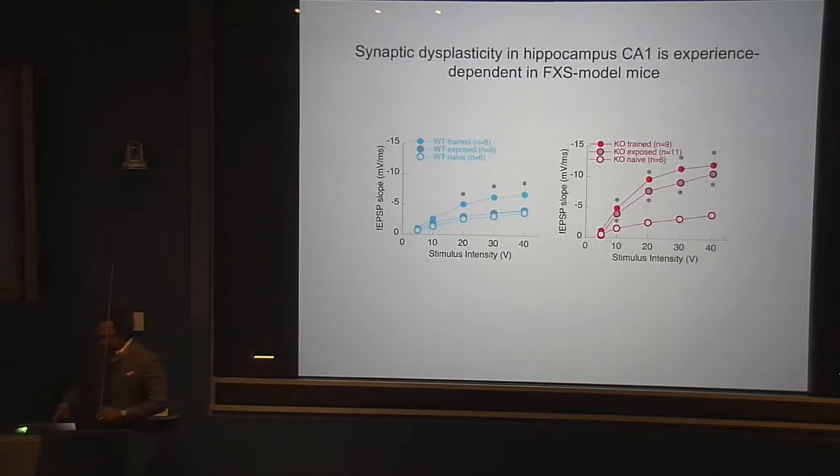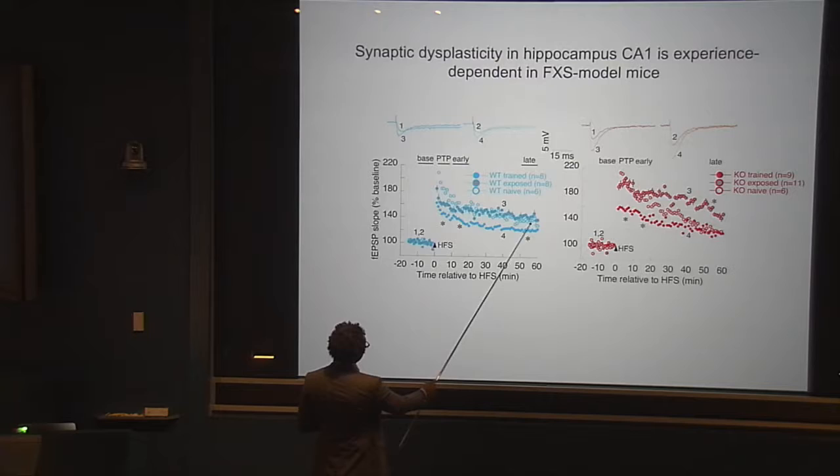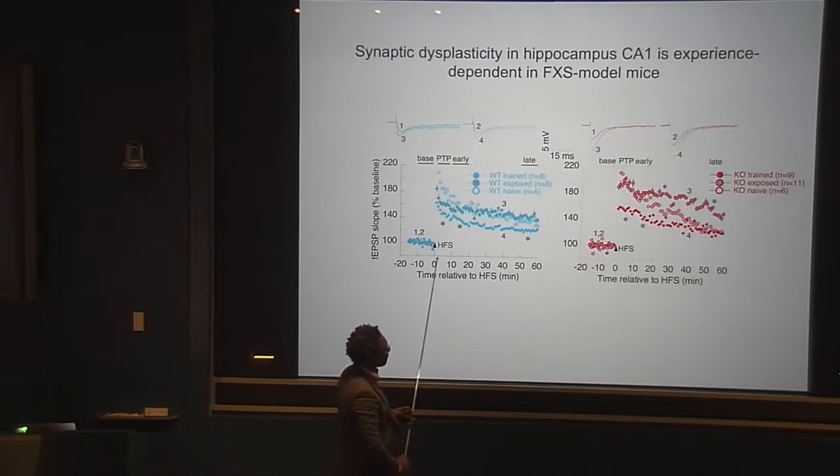They have that dysplasticity. If we look here, can we elicit changes in these synapses? After training, if you create this high-frequency stimulation in the wild-type animals, what happens is the synapse becomes harder to potentiate. It potentiates, but it doesn't potentiate as much as if the animals were naive or didn't have the memory training.